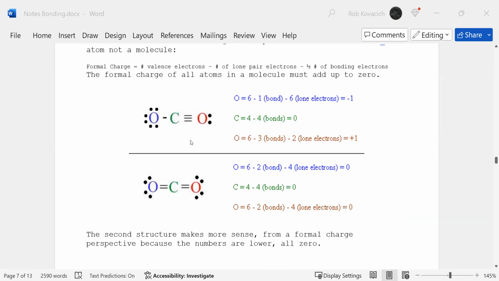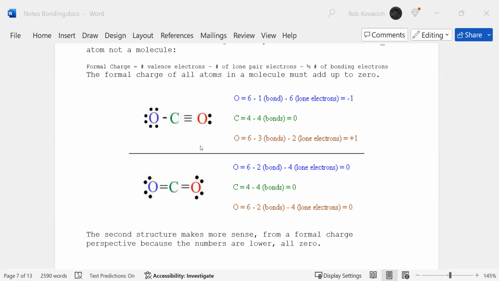This would be an acceptable carbon dioxide structure as far as valence goes, and so would this. This oxygen is seeing 8, this carbon is seeing 8, and this oxygen is seeing 8. This oxygen down here is seeing 8, this carbon is seeing 8, and this oxygen is seeing 8. So either one of these is correct as far as valence goes, but the one on the bottom is the correct one. Let's see why.